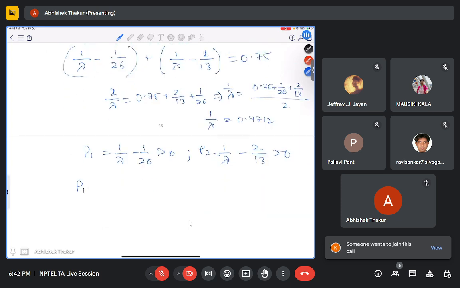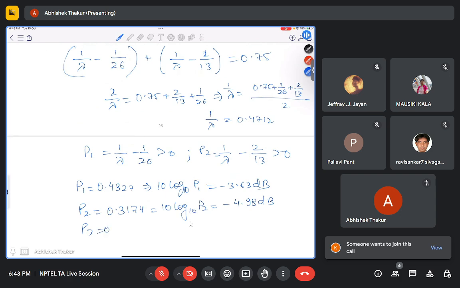The value of P1, when we calculate, we get 0.4327, and we can calculate this in dB, which is minus 3.63 dB. And the value of P2 is 0.3174, which is around minus 4.98 dB. And P3 is equal to 0.